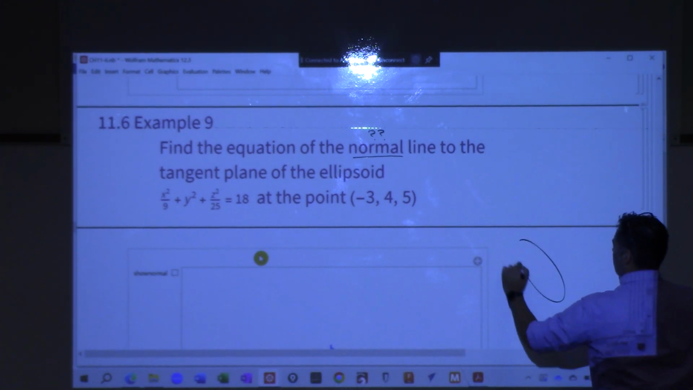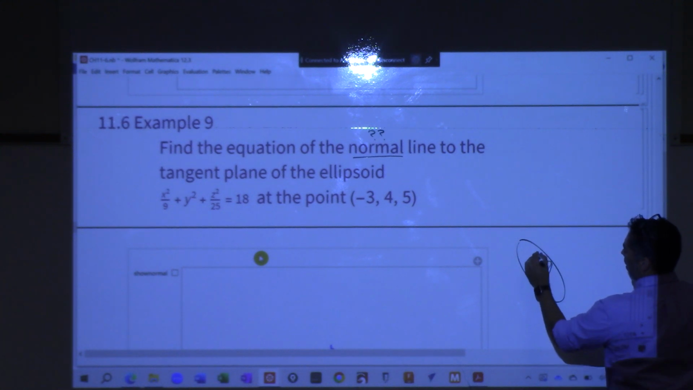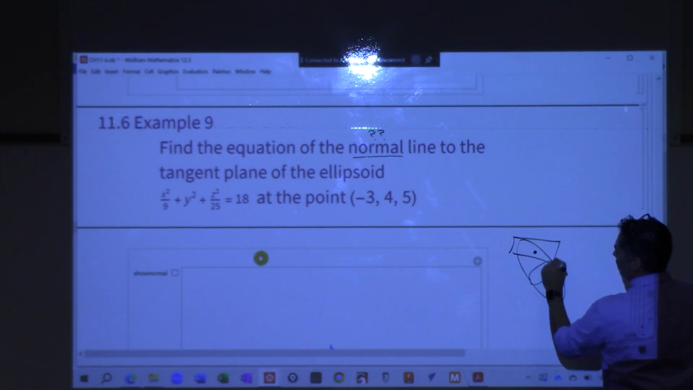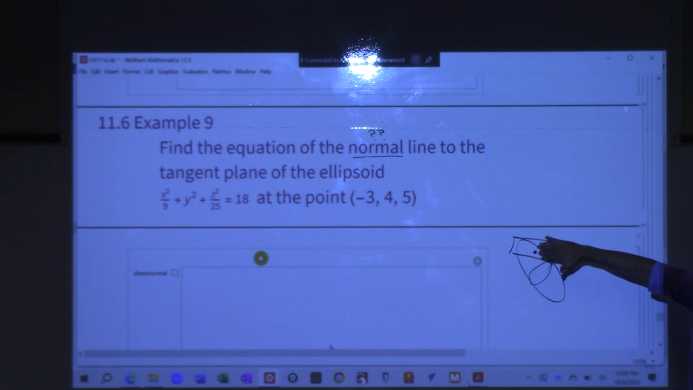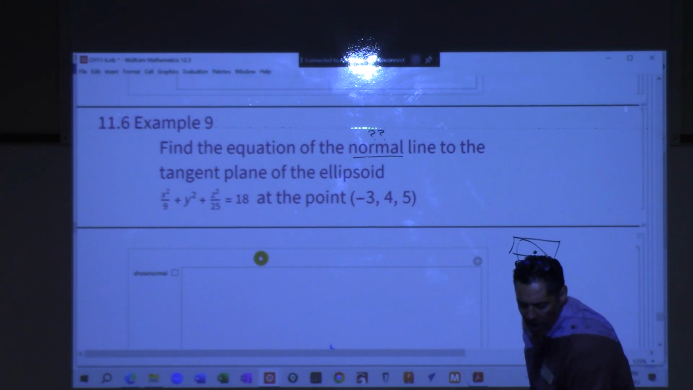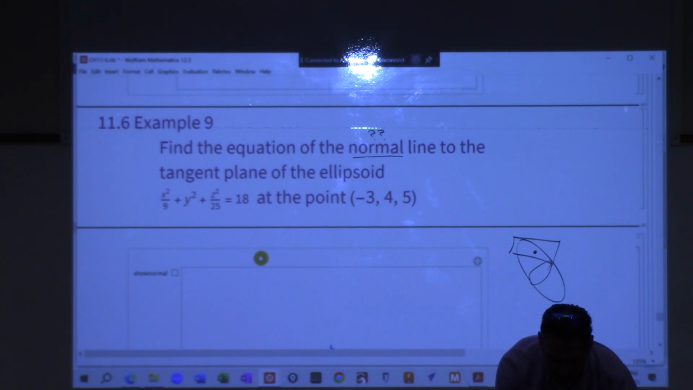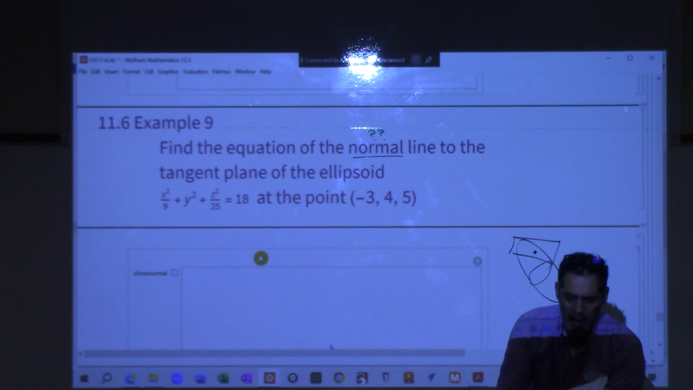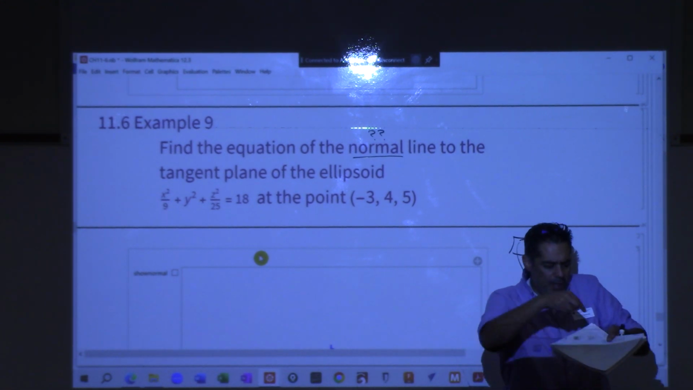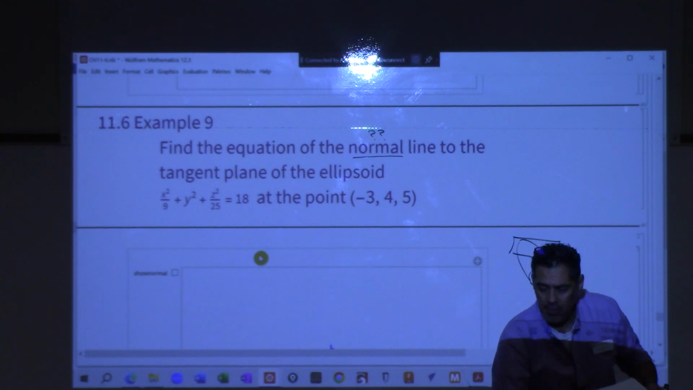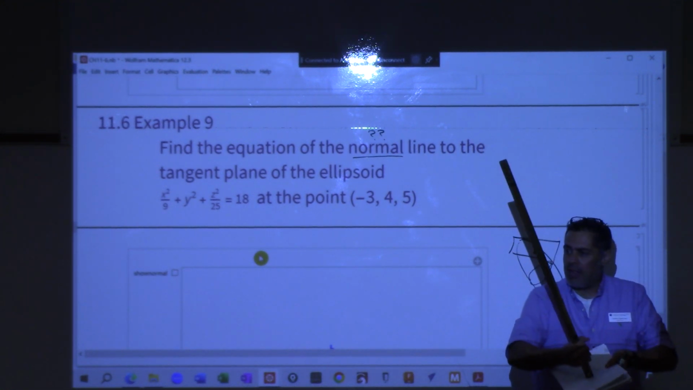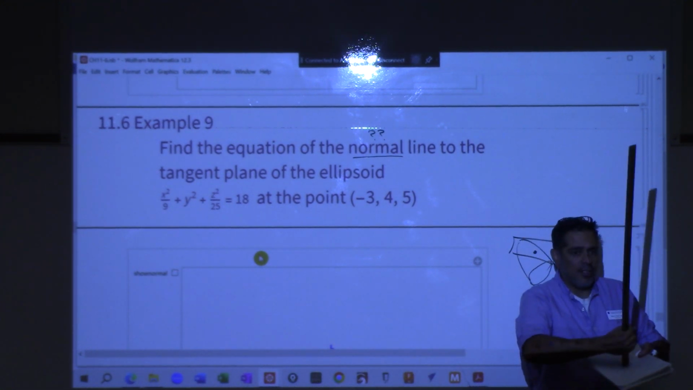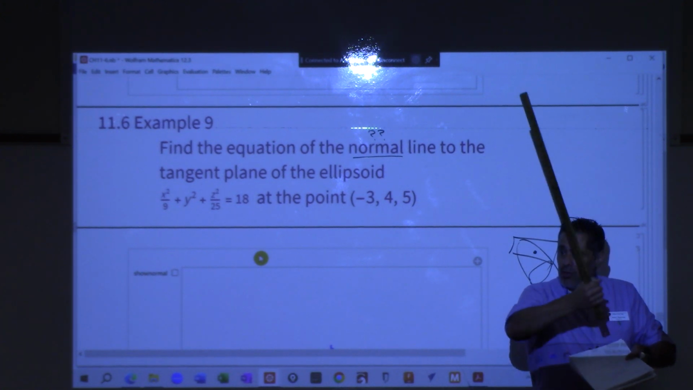So we got this ellipsoid, this egg-shaped thing, and we just had a point there, and we found the equation of the plane that runs tangent to that, right? Okay, what we want to find now is what's called the normal line. So if you give me any plane, and you give me a point on that plane, then I can find the equation of a line that punches through that point and is perpendicular to the plane. That's called the normal line.